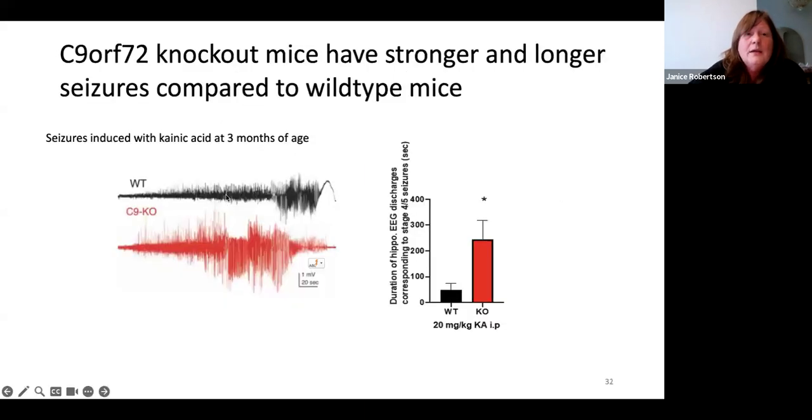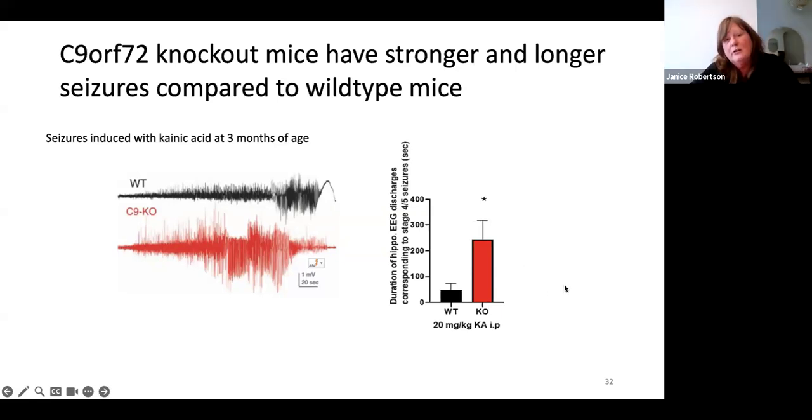And so we induced seizures in knockout mice. We induced it with kainic acid, which is a very well-established agonist of glutamate receptors, including AMPA receptors. And we measured EEG. This is just the electrical activity. And I think you can see really clearly that the knockout have far more electrical activity in their neurons compared to the wild type. And we measured this here as well.